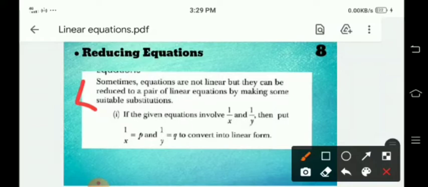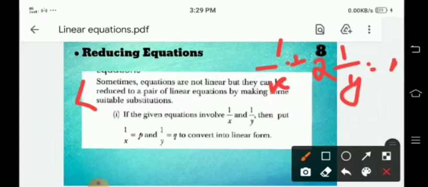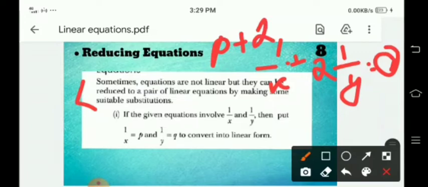फर एक्जाम्पल 1 मा के छ भन्दा चाहिँ if the given equation involves 1 by x and 1 by y. फर एक्जाम्पल 1 by x plus 1 by y is equals to 0 छ अरे. अब यसको जग्गामा चाहिँ 1 by x is equals to p and 1 by y is equals to q. That is p plus 2q is equals to 0. We have to put the value of 1 by x is equals to p and 1 by y is equals to q to convert into linear form.